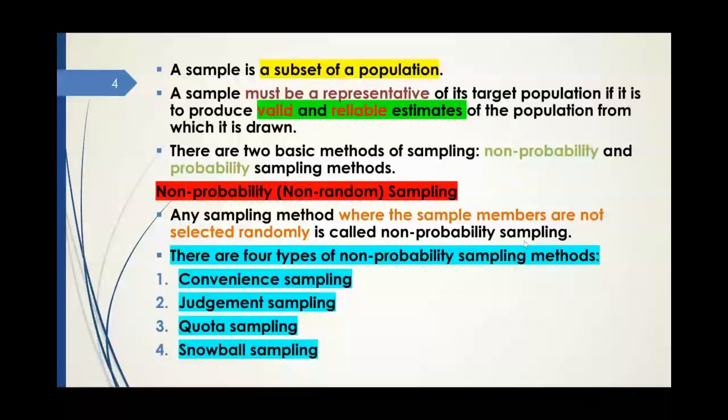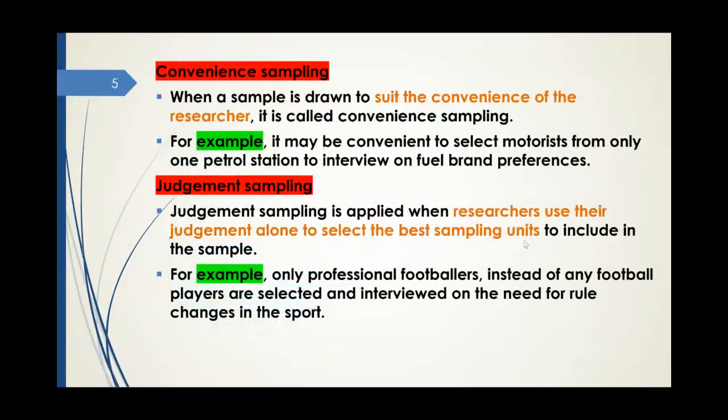So there are 4 types of non-probability sampling methods. There's convenience, there's judgment sampling, there's quota, and then there's snowballing. Okay, so you guys, these are things that you need to read about just to understand, but they're not complicated. So convenience, drawn to suit the convenience of the researcher. It's convenient for me. I know the names of my favorite students, all right? They pass, we have a relationship. If I ask them to do something for me, they are more than likely to assist, okay?